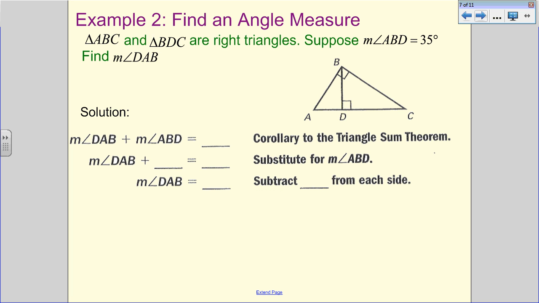All right, so now what we want to do is find an angle measure. So we know triangle ABC, so let's highlight that in red, triangle ABC. So A, B, C.